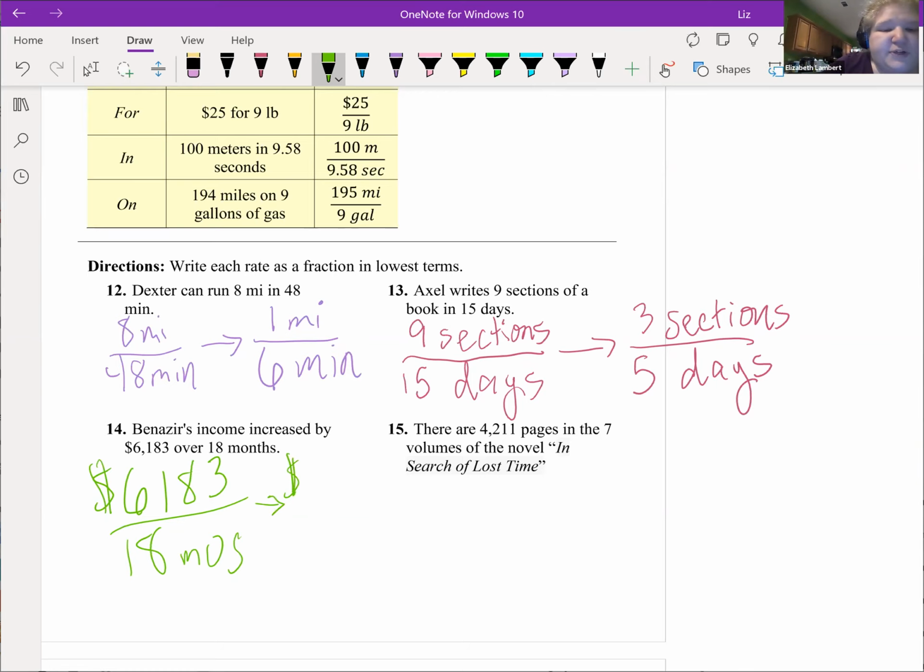So the straight division gave us 343.5, and that was dividing 18 completely into the top, so that would give us just 1 month on the bottom. Now I know the top is money, so I'm going to sneak that 0 in there. So $343.50 per month. That is on average how much Benazir's income increased.